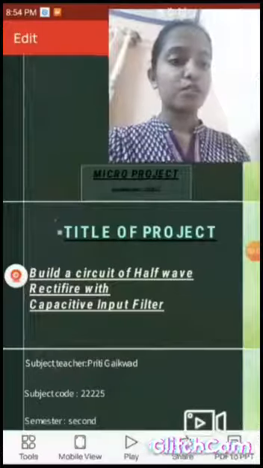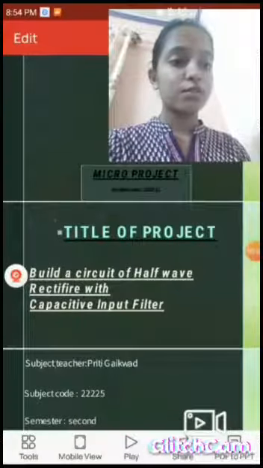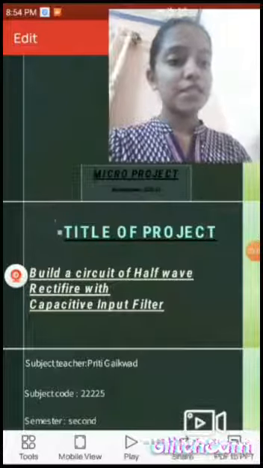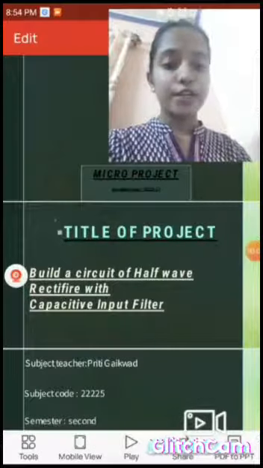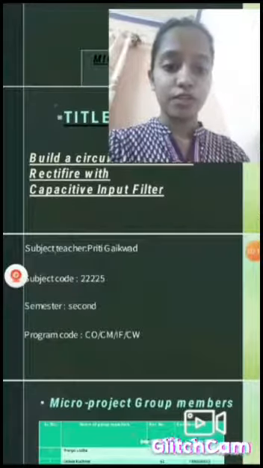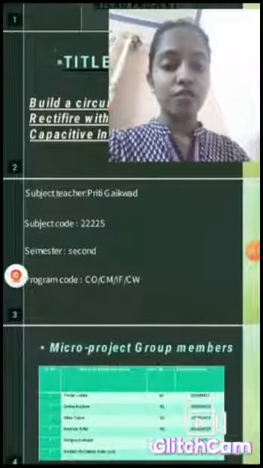Hello, my name is Pranjal Lodha, student of first year diploma in computer engineering, Zeal Polytechnic Pune. Subject is basic electronics. My topic is circuit of half-wave rectifier with capacitive input filter, under the guidance of Preeti Gaikwad.